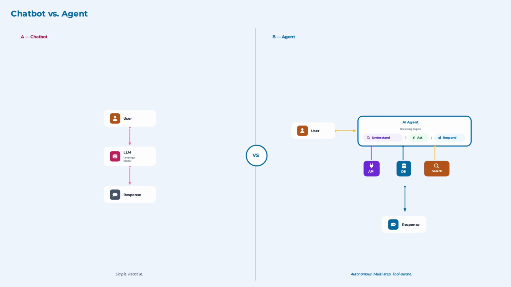So a simple way to think about it is, a chatbot mainly talks. An AI agent can talk, think through a task, and take actions. Of course, there can be some overlap. A chatbot can also use tools. And an AI agent can have a chat interface. So these aren't always completely separate things. But generally, agents are designed around achieving a goal, not just generating a response.